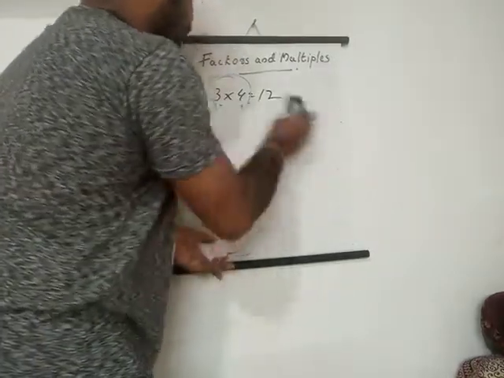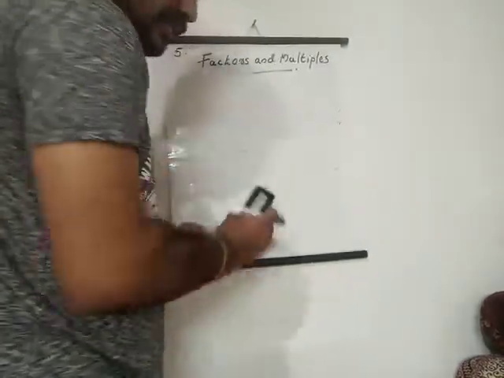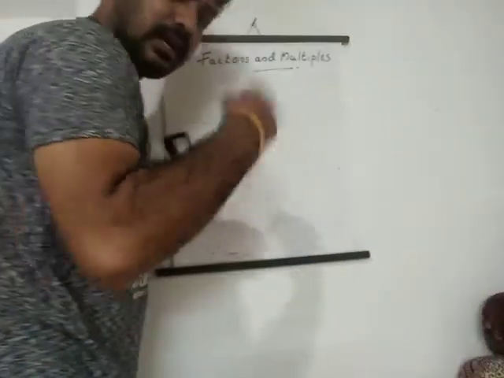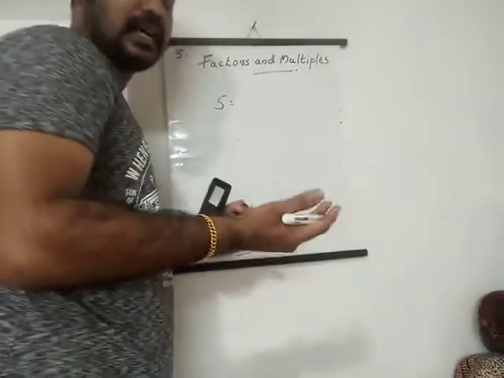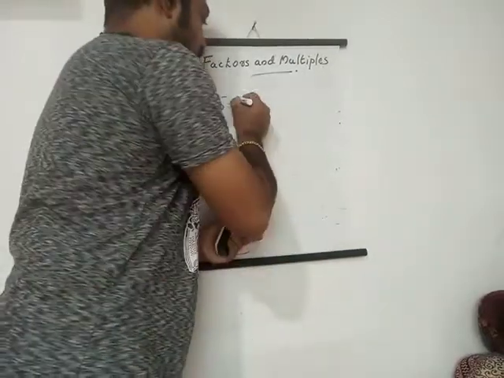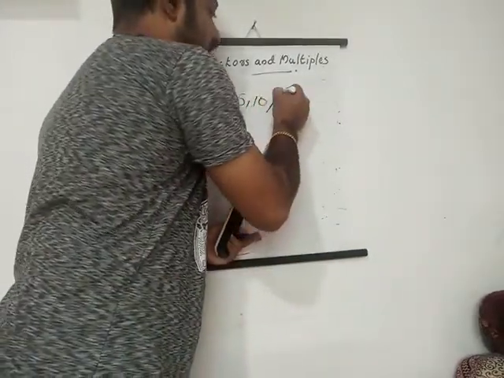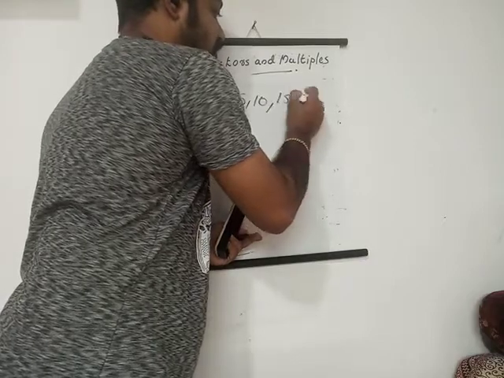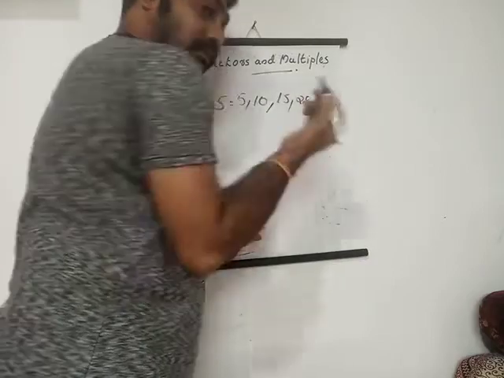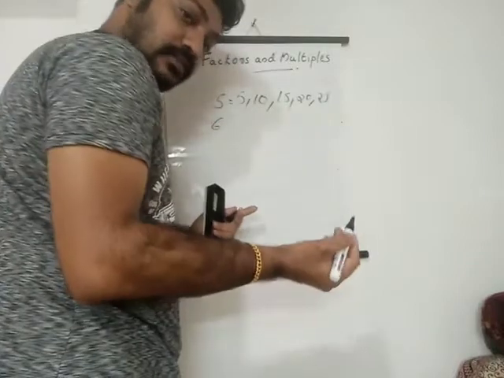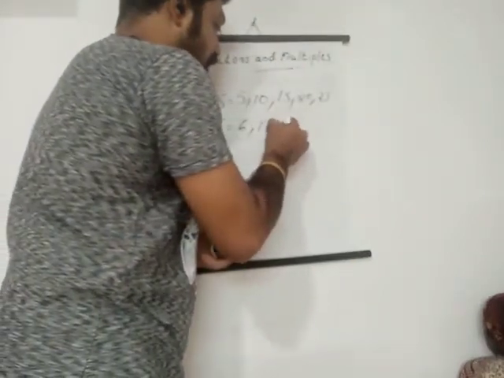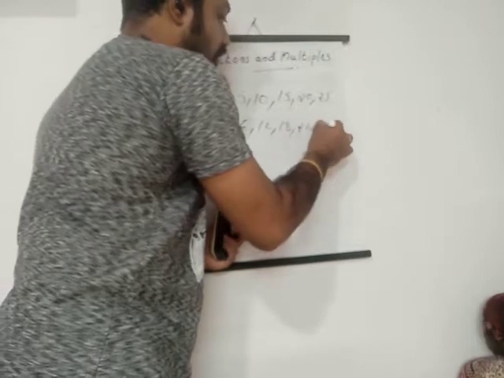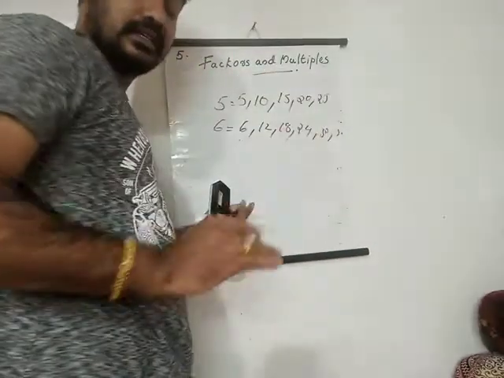So next thing, when you write these factors, still some students are making mistakes. What are the multiples of 5? The multiples of 5 means the numbers that come in the 5 table. For example, 5, 10, 15, 20, 25. What are the multiples of 6? The numbers that come in the 6 table: 6, 12, 18, 24, 30, 36, like that it goes.